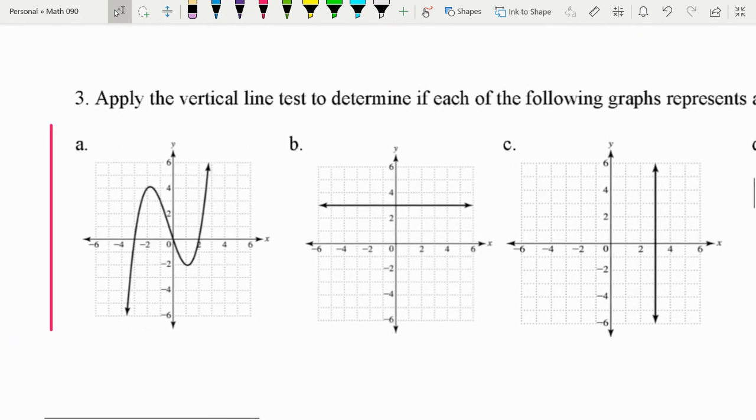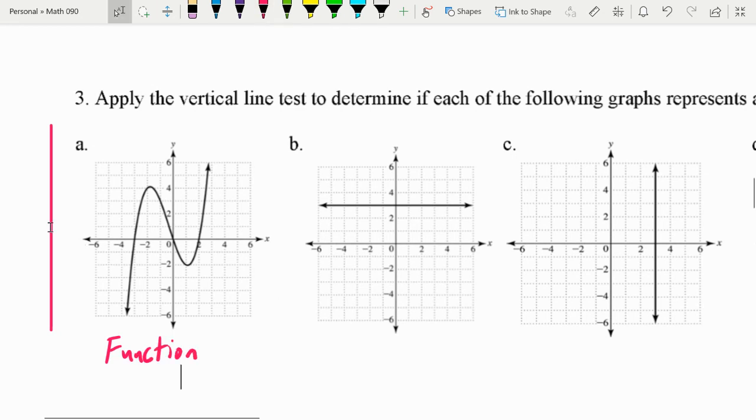Now, all I want you to think about is, here I have a vertical line. Drag this vertical line across the graph. Does it ever cross the graph vertically more than one time? No. Think about dragging your vertical line across there. Will it ever hit that graph more than one time? No, since it always hits one time, we're going to say this one is a function.